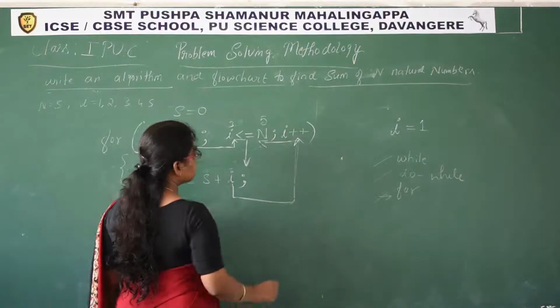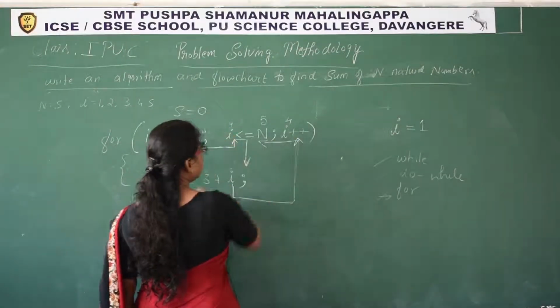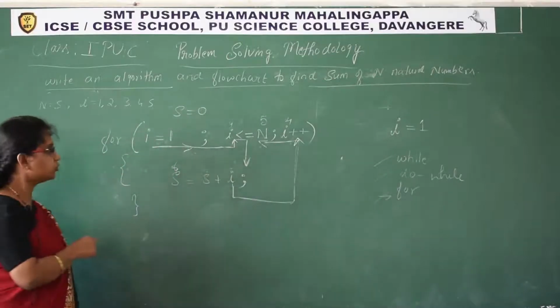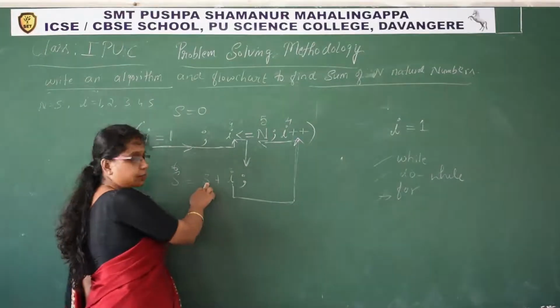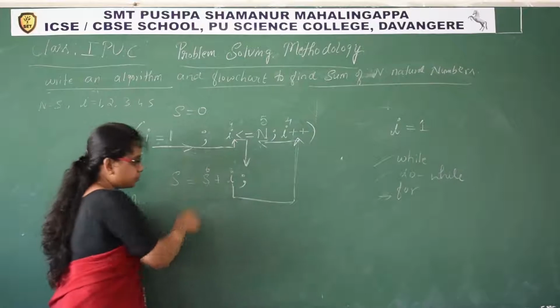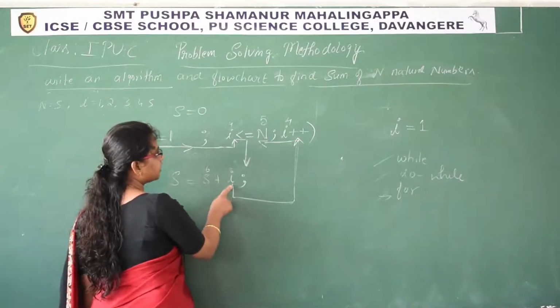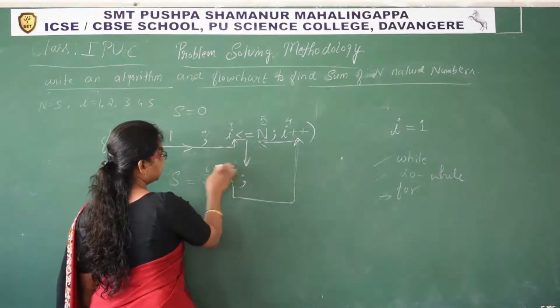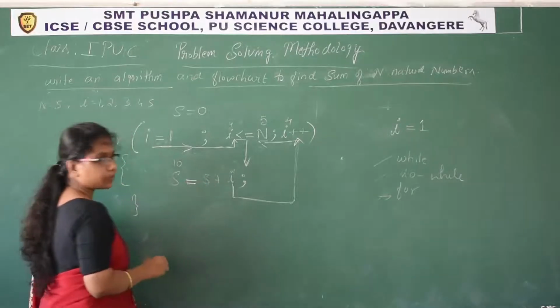I increments. Now I value is 4. 4 less than or equal to 5, condition true. Again it enters. What is the value of S in the previous step? S is 6. So that 6 comes here, we have to substitute. 6 plus I, what is the value of I? 4. 10. Now it will be assigned to S, 10. This is called the assignment operator.